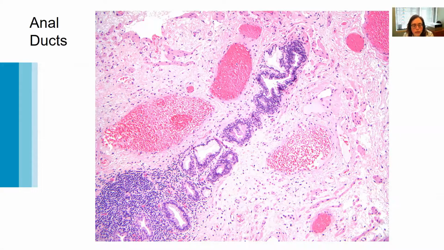The secretions from these glands tend to empty into the anal sinuses, and it's important to know that these can sometimes undergo squamous metaplasia, similar to salivary glands. These are rare to encounter, but it's important to know that they can be there.